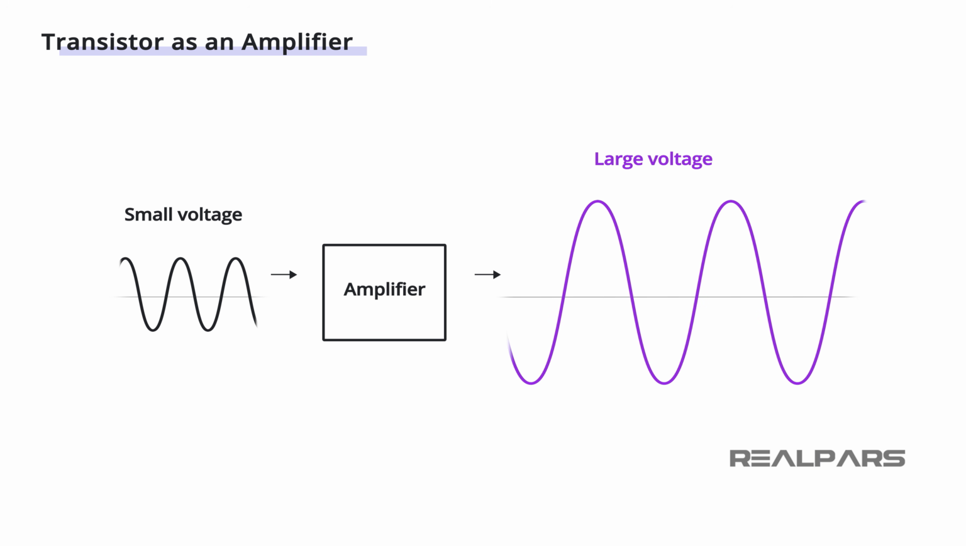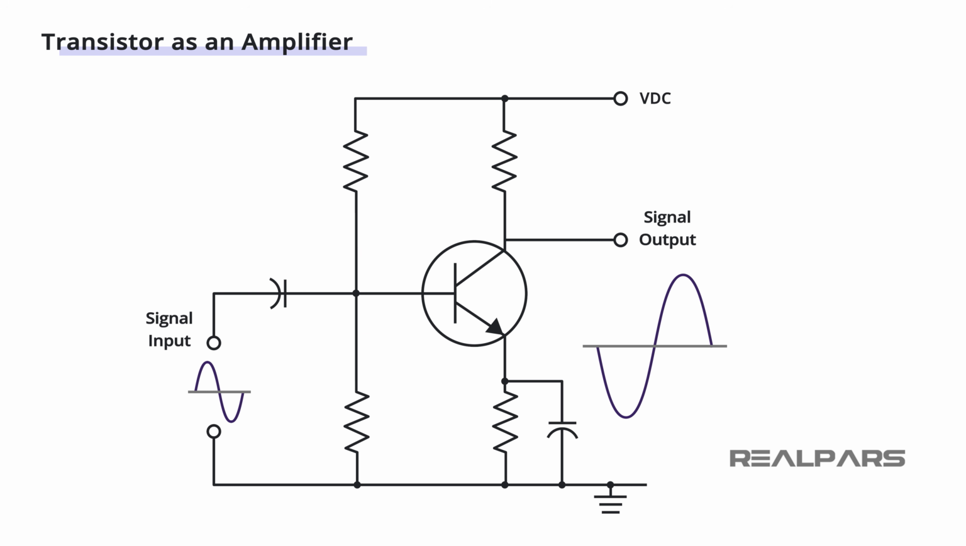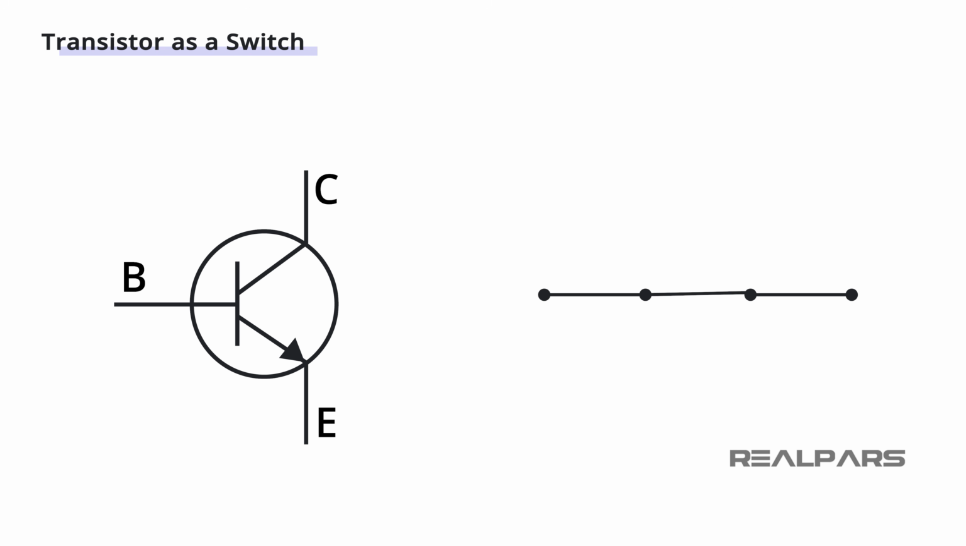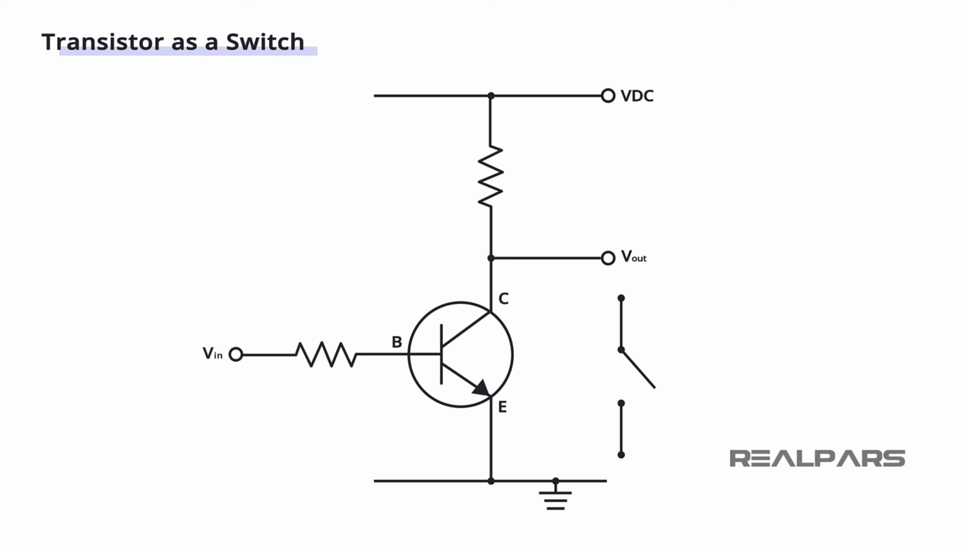If we look at controlling a large voltage with a small voltage, we can say that we are performing an amplification. A transistor can do that. The transistor's ability to act as a switch or perform a transfer of resistance makes it a very useful component in industrial applications. Let's look at how a transistor works as a switch.